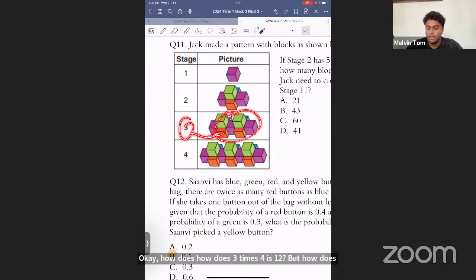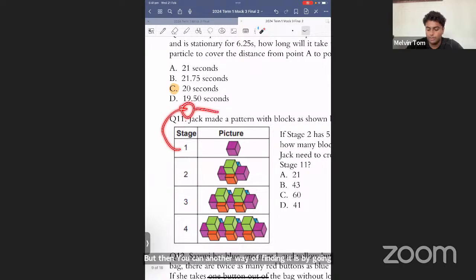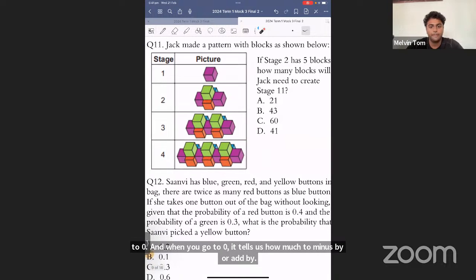Oh, -3. But then another way of finding it is by going to 0. And when you go to 0, it tells us how much to minus by or add by. Do you understand? Yeah, thank you.